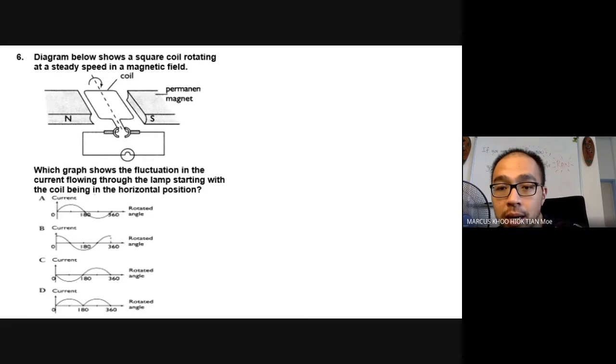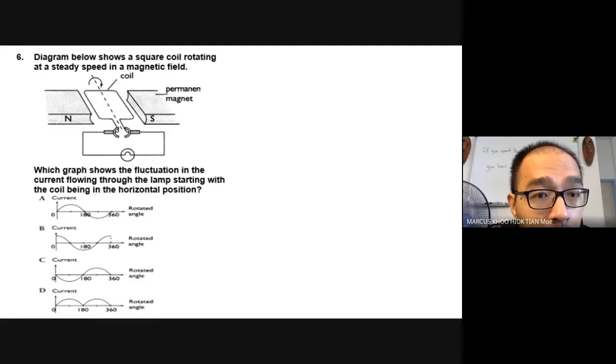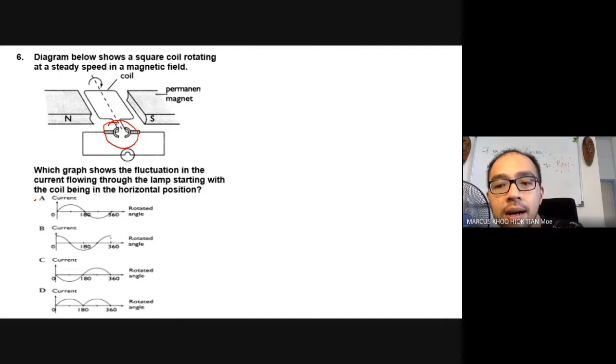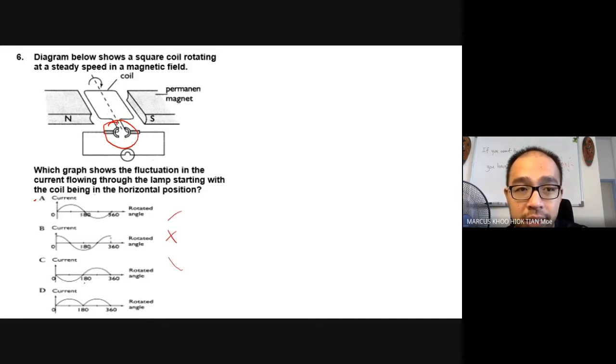Number six, Daniel. Fluctuation of the current potential. First of all, you need to identify this generator. Is this an AC or DC generator? DC. Yes, it's a DC generator. So if it is a DC generator, then A and B and C are definitely out, because you know that it's a DC generator because there's only one pair of split rings. So the answer will be D, the only answer that is acceptable.